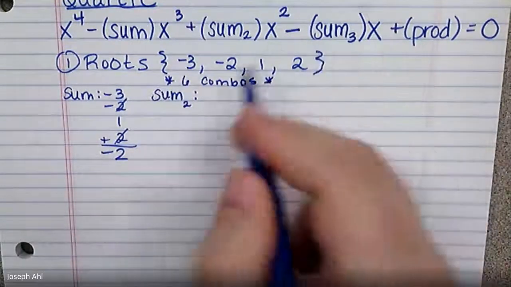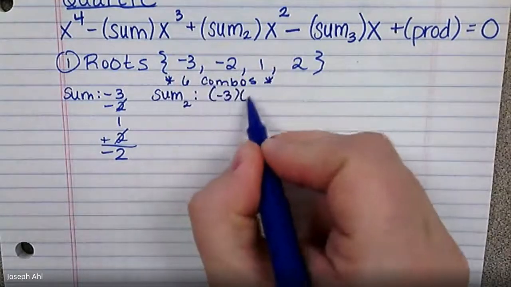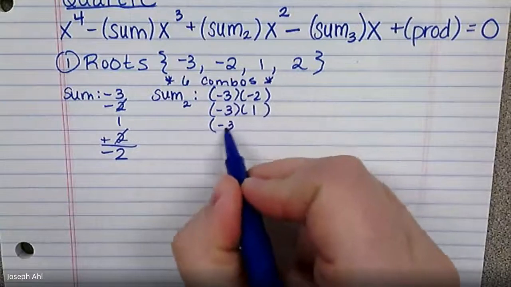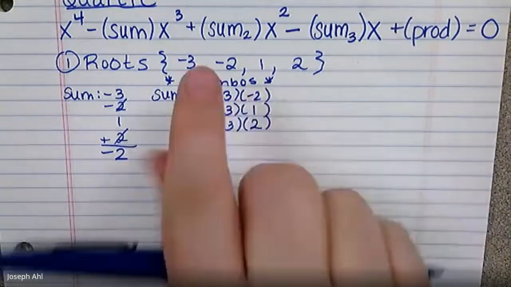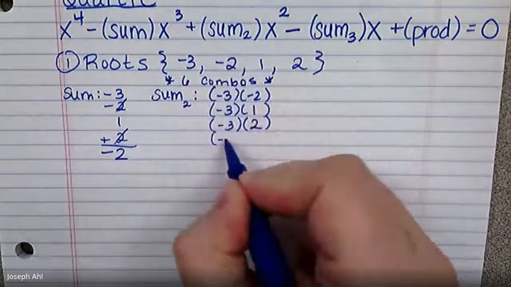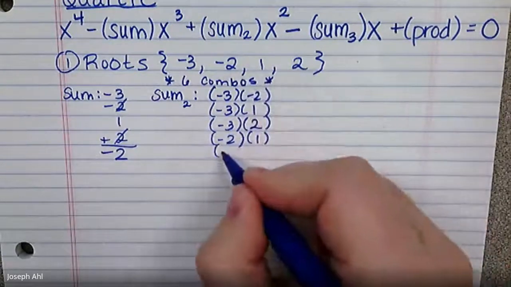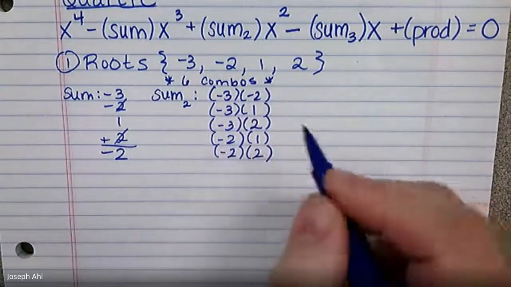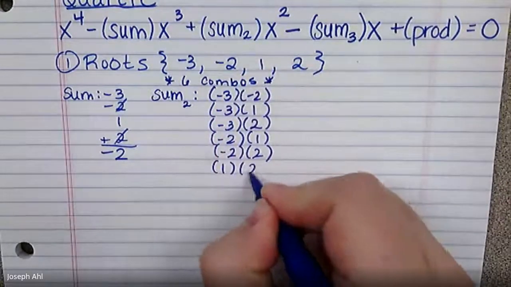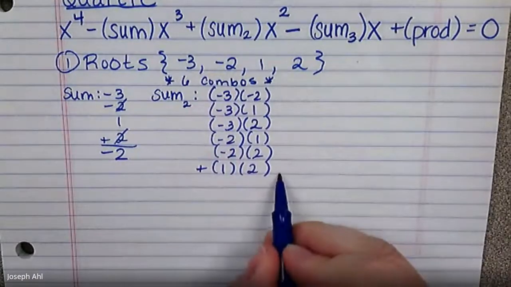All right, here we go. Let's see if we can find all those combinations. It's going to be -3 and -2 multiplied. Then -3 can get paired with 1. And then -3 can get paired with a 2 at the end. So I start with the first root, pair it with the other 3. Then move on to the next root, -2. Pair that with the 1, and pair that with the 2 at the end. And the last pairing that we have not accounted for is just the last 2 roots paired up. 1 times 2. And if you count down the list, you should have a total of 6 that we're going to add up here.